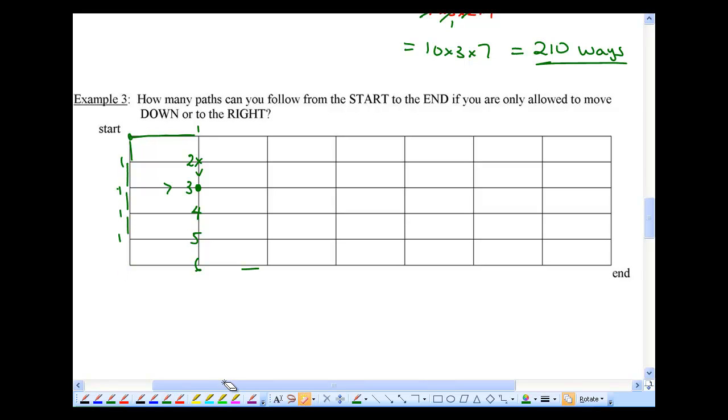I want to show it to you using this idea of permutations. If you pick a pathway, you can pick any pathway you want. Doesn't matter. I'll pick one.